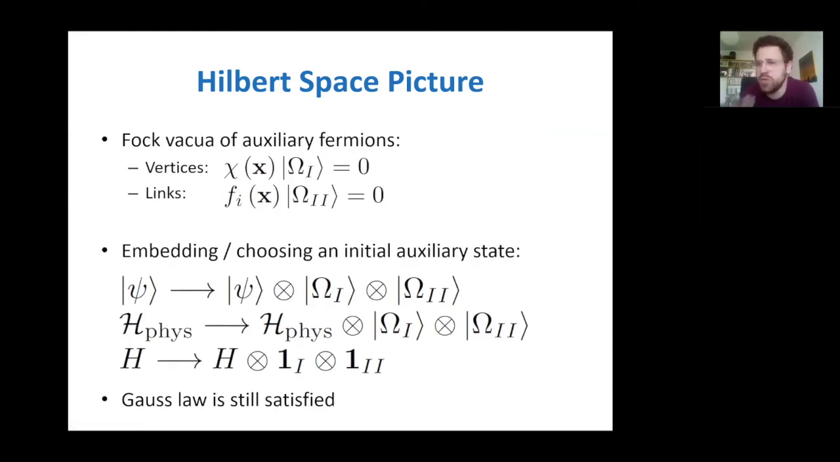But we can choose what we want to do with the initial condition, before the transformation, of the auxiliary fermions. So what we're going to do is to say that the auxiliary fermions start in their Fock vacuum. That means that the ones on the vertices are in the state omega 1, which is annihilated by all the fermionic annihilation operators on the vertex chi of the auxiliary fermions, and also on the links. We just don't have them to begin with, before we start with the transformation. And so we choose an initial state, which is the following. We embed the original gauge invariant state in this space, which has the same dimension, the original one times the Fock states of the auxiliary spaces. So the Hamiltonian is trivially changed to the original one times the identity operators of both auxiliary spaces. The Gauss law is still satisfied.